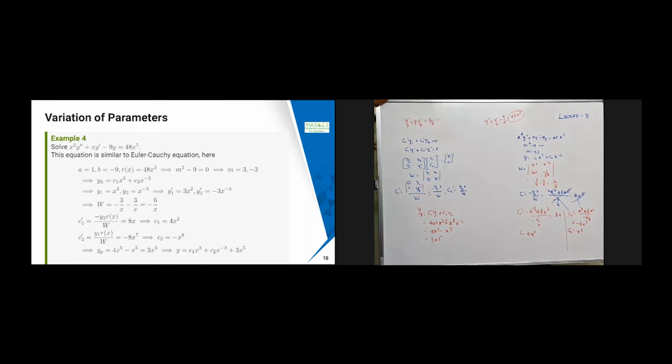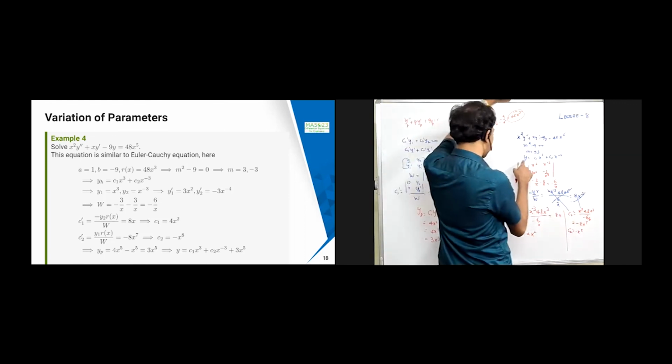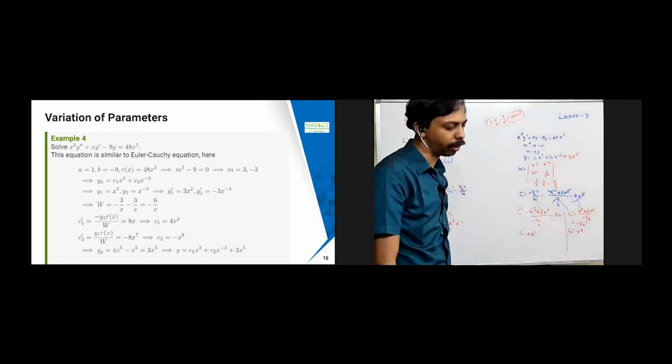Therefore, your solution is going to become, I'm going to get the general solution as y is equal to C1 x cube plus C2 x power minus 3 plus 3x power 5. Okay, this is going to be your solution.